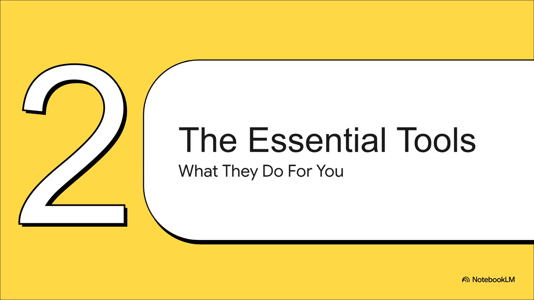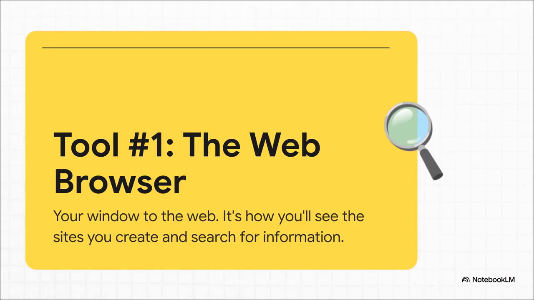All right, so we've got these 3 tools. What do they actually do? And why do you need them? Let's break them down one by one. First up, tool number 1, the web browser. I know you're already using one, but for a developer, it has 2 really important jobs. First, it's the stage. It's where you're going to see all your amazing creations come to life. And second, it's your library, your absolute best friend for searching for answers when you get stuck.